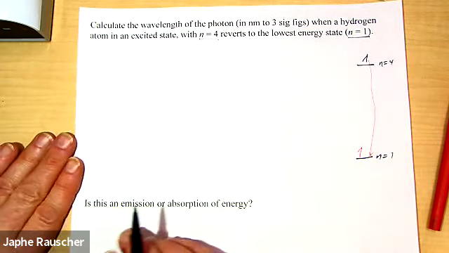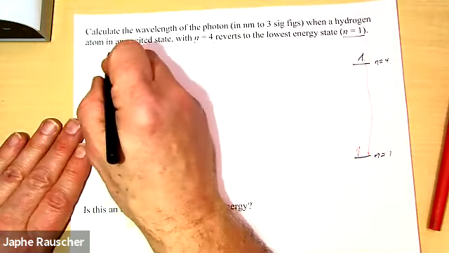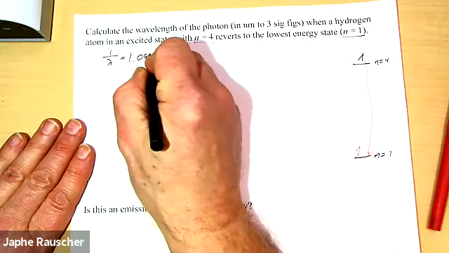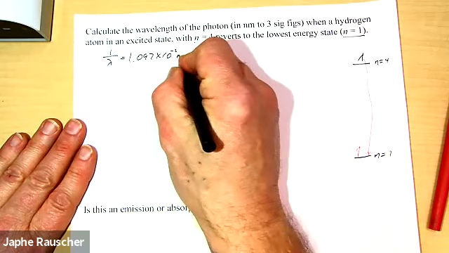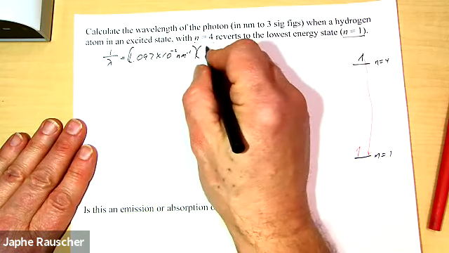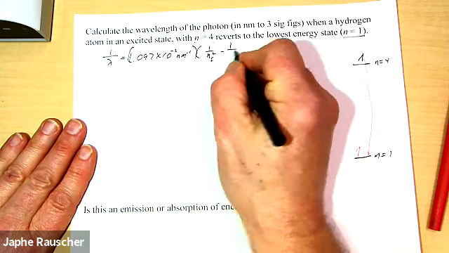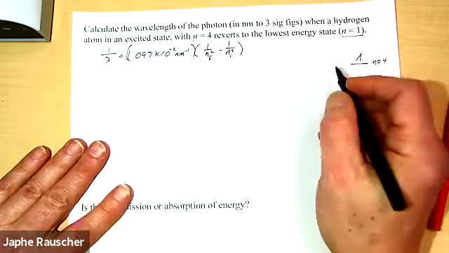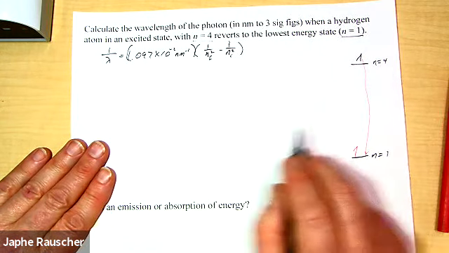Well, we're going to use the Balmer-Rydberg equation, and this equation says that 1 over the wavelength is equal to 1.097 times 10 to the negative 2, and that's in nanometers to the negative 1. This is then multiplied by 1 over n final squared minus 1 over n initial squared. Okay, well, n final is 1 and n initial is 4, right?